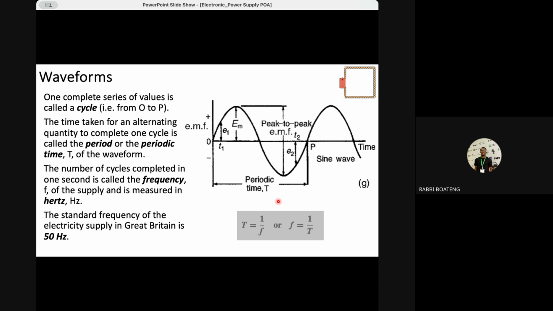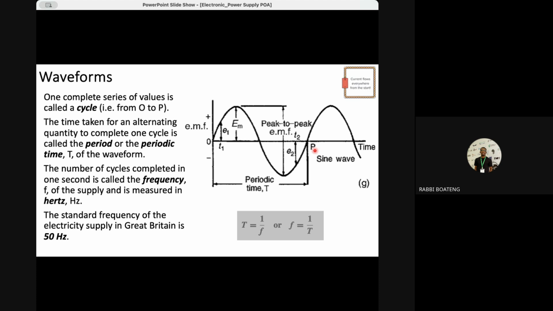You know what one complete cycle or series behaves, what it means exactly. When you say a cycle, you know that when you go halfway like this is a half cycle. When you go halfway like this is another half cycle. So when you add two half cycles, you have a complete cycle. Is that okay? So when I start from here and I end at the P, from the O here to the P here, I will say I've completed a cycle.